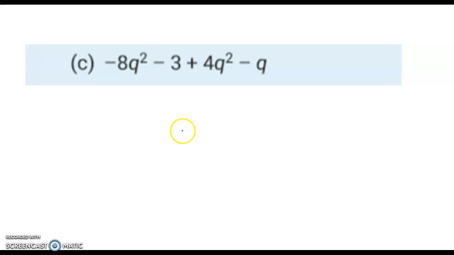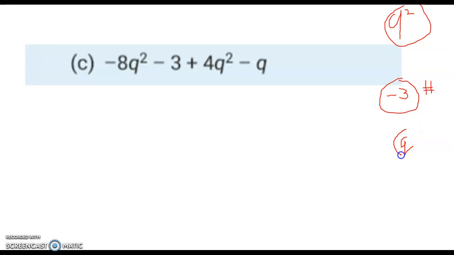And part C then. The terms we've got here: we've got a q squared, so anything to do with q squareds. We've also got a number. Is there any more numbers there? So number 3, I'll just put a hashtag beside it indicating a number. And we also have a q going on here, or q's. So we've got 3 different things in this one that they can't tidy up with each other, 3 different things.